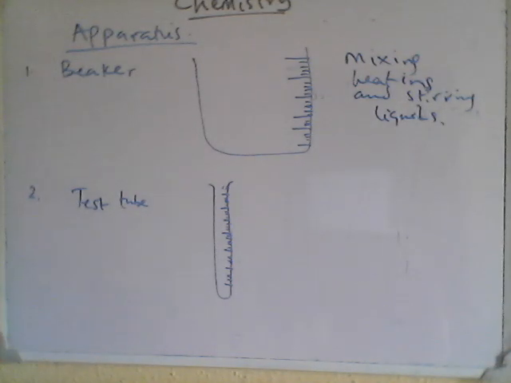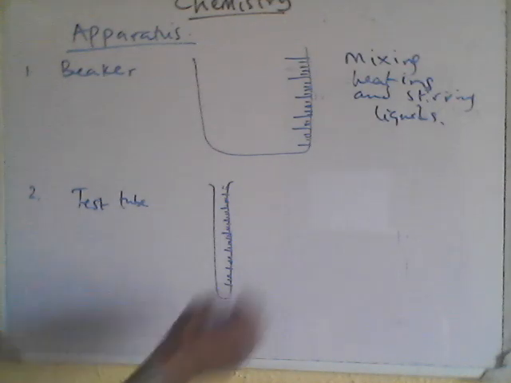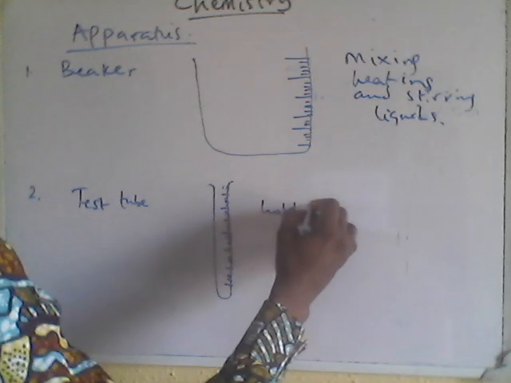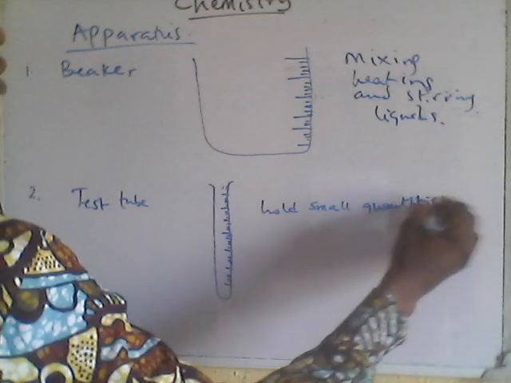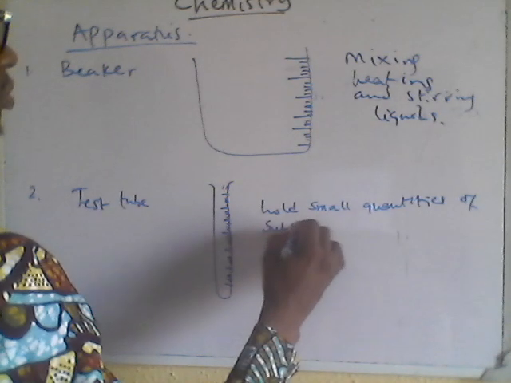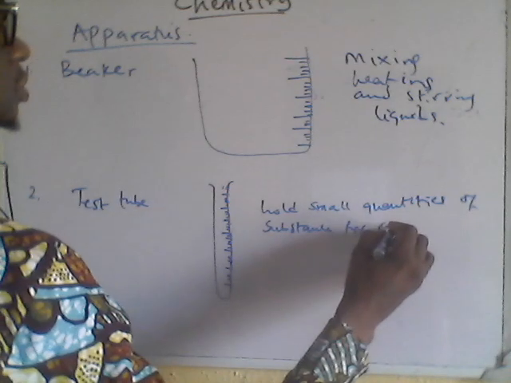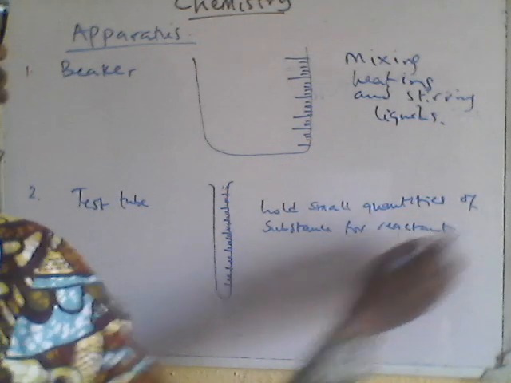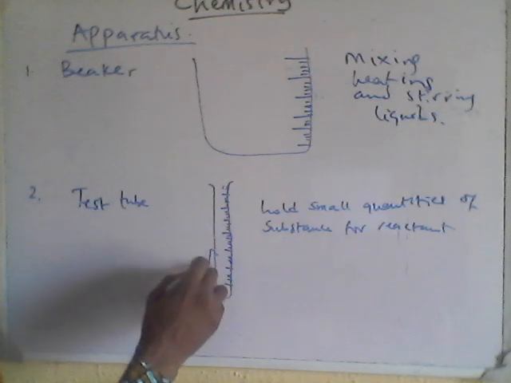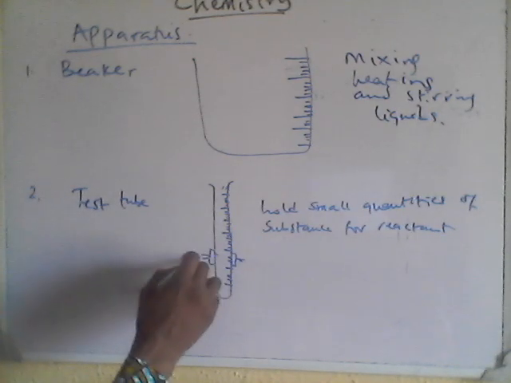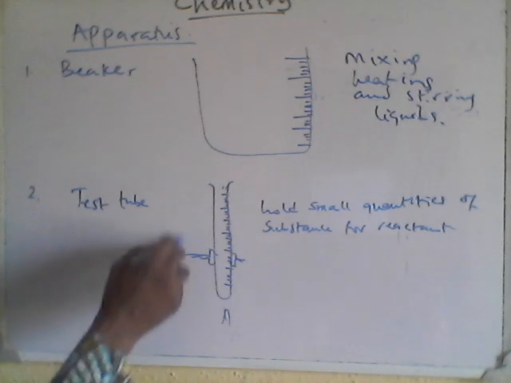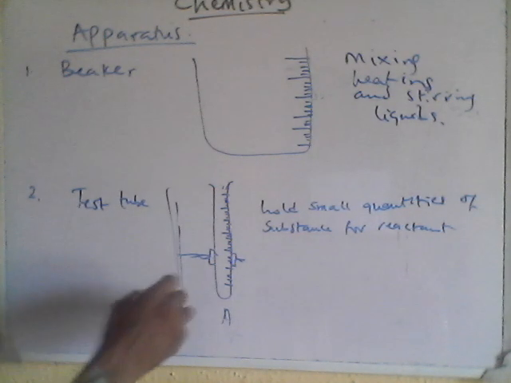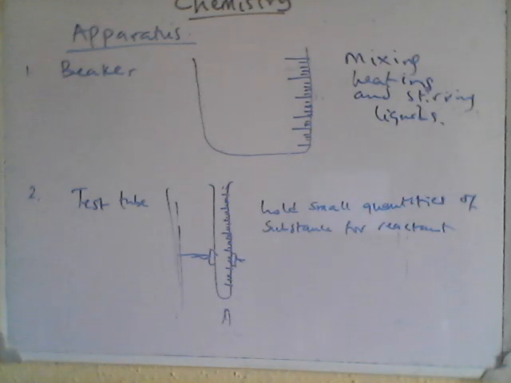So the test tube, like I said, is a small glass tube used to hold small quantities of substance for reaction. Sometimes we can use a clamp to hold it like this, understand? So that you can even apply heat here and use a clamp to hold it. The retort stand, there's a retort stand. We'll come to that, but I'm just trying to show you how it's being used.